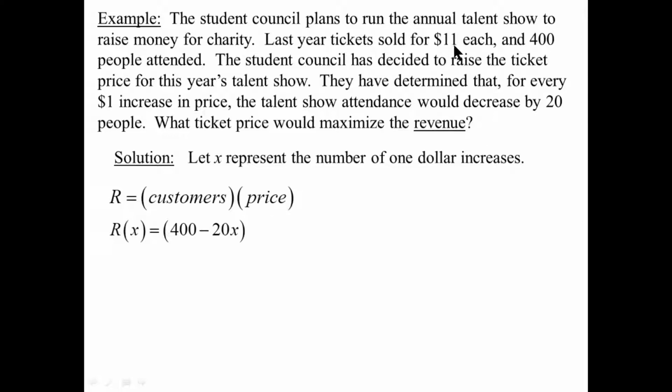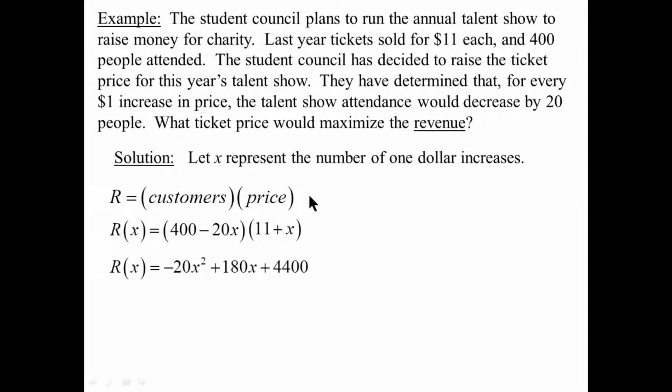Meanwhile, the price is currently at $11, and it's going up. So it will be 11 plus the number of price changes multiplied by the $1. So this is what the price is. We can see it's lined up here. Price is 11, but it's plus 1 for every x, or 1x, or just x. Now we have an expression that involves the revenue that's coming in for the student council. And now it's just a matter of doing the math. The setup is the entire issue here.